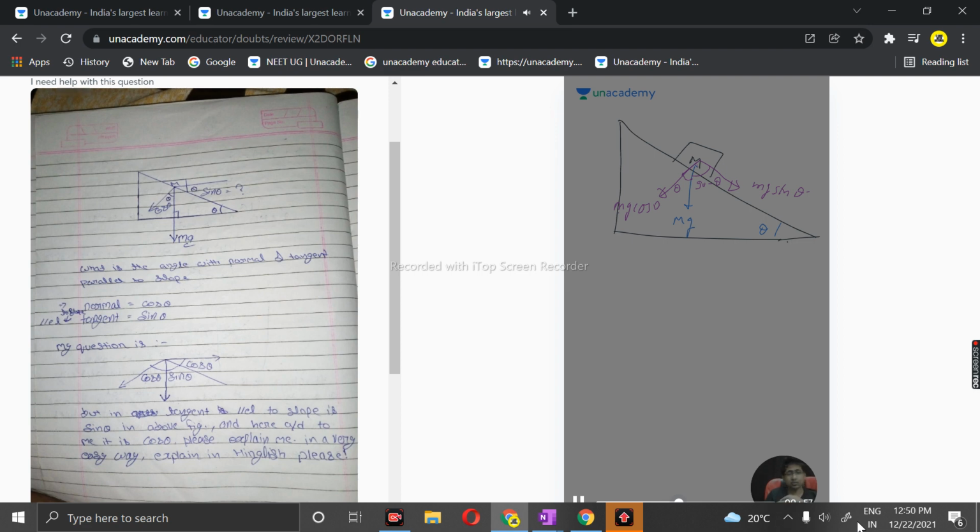Now let's understand your question. What is the angle with the normal? Basically, the normal is acting here. This is the direction in which the normal is acting. So what is the angle with the normal and the tangent parallel to the slope? Normal is here, and if you are asking the angle with the normal, basically it is 90 degrees. This will be 90 degrees to the mg cos theta, the mg sin theta, and this is 90 minus theta.